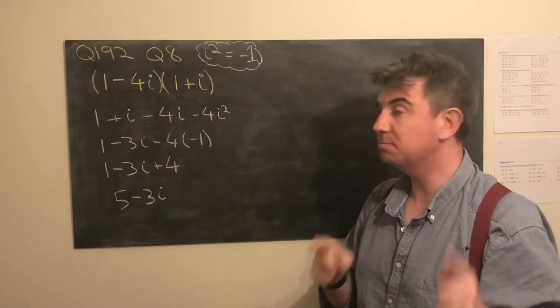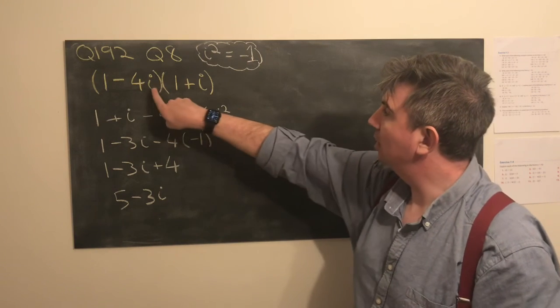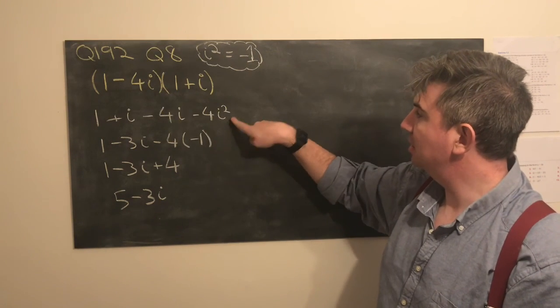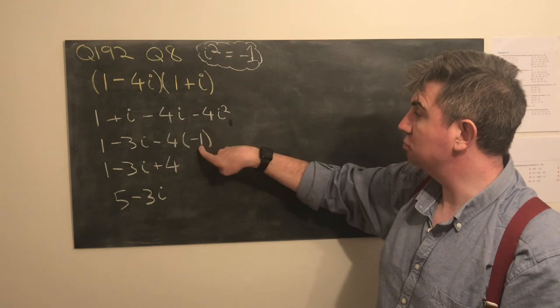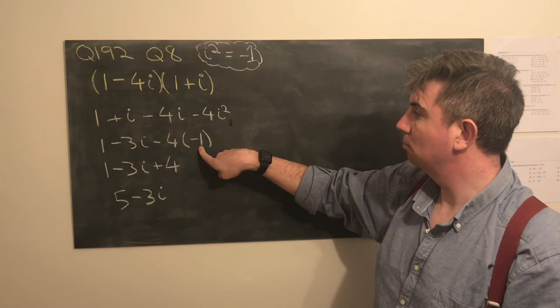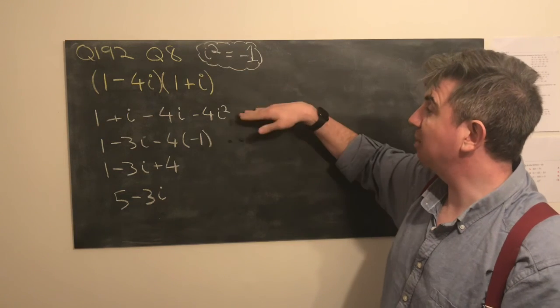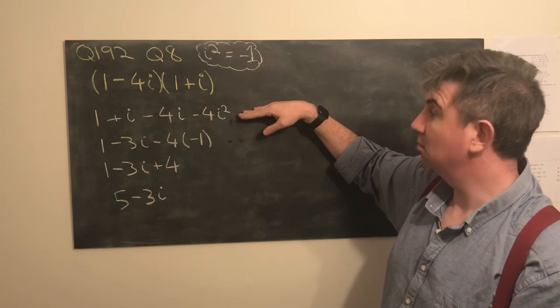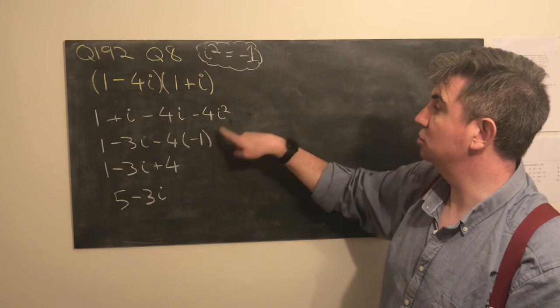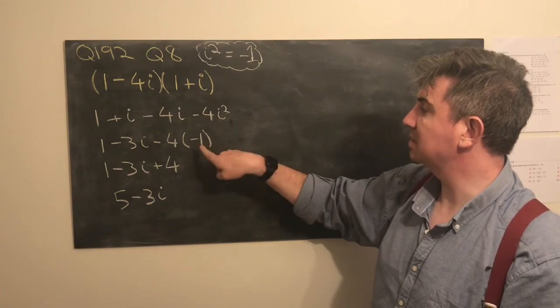Please, please, please look out for i times i equals i squared, and i squared gets turned into minus 1. You might get half marks for that stage. Yeah, you'll get loads of marks once they see you doing that substitution. i squared is the same thing as minus 1.